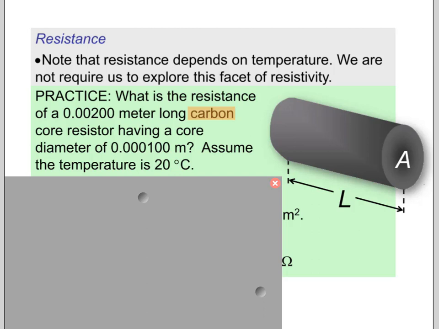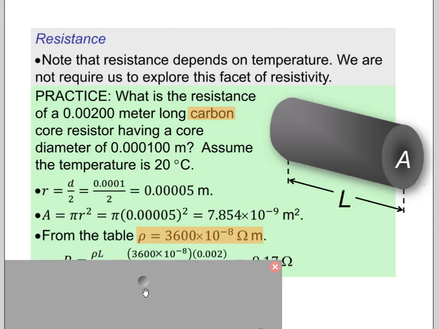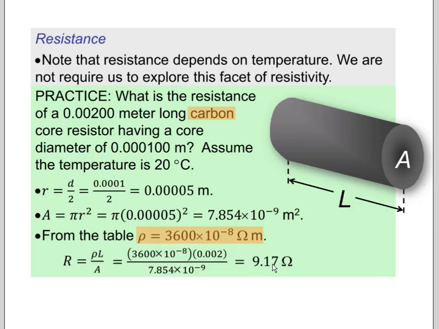So we have a length, we have an area, okay, and we can look up our resistivity from the table, just like that. And when we put all that together, we can say that this little resistor is 9.17 ohms in resistance. Not a super complicated calculation, it's just multiplication and division. It's more knowing what those pieces are and how they link together.